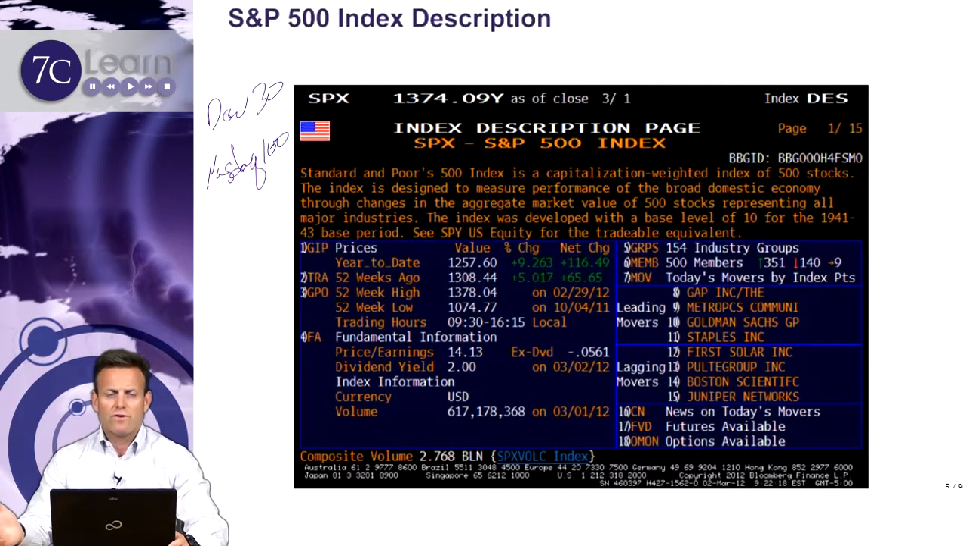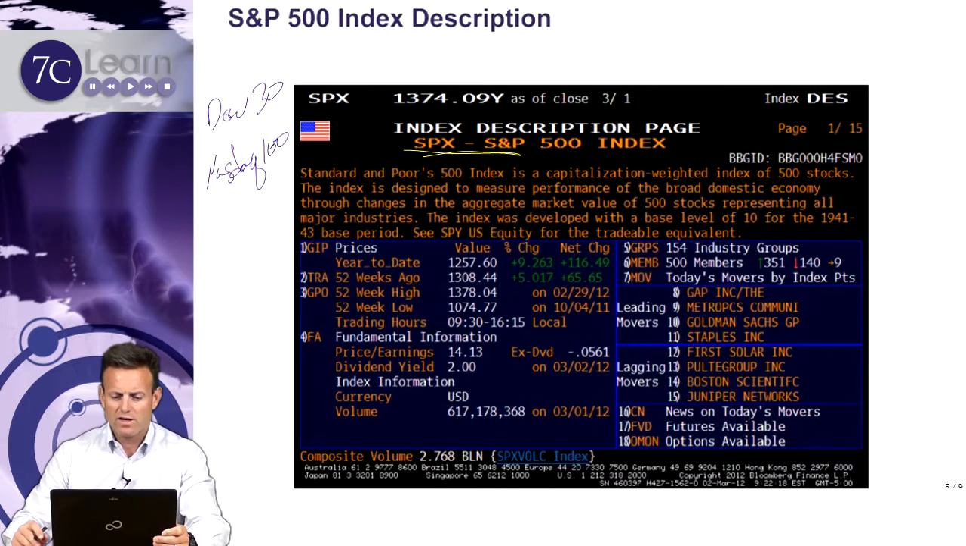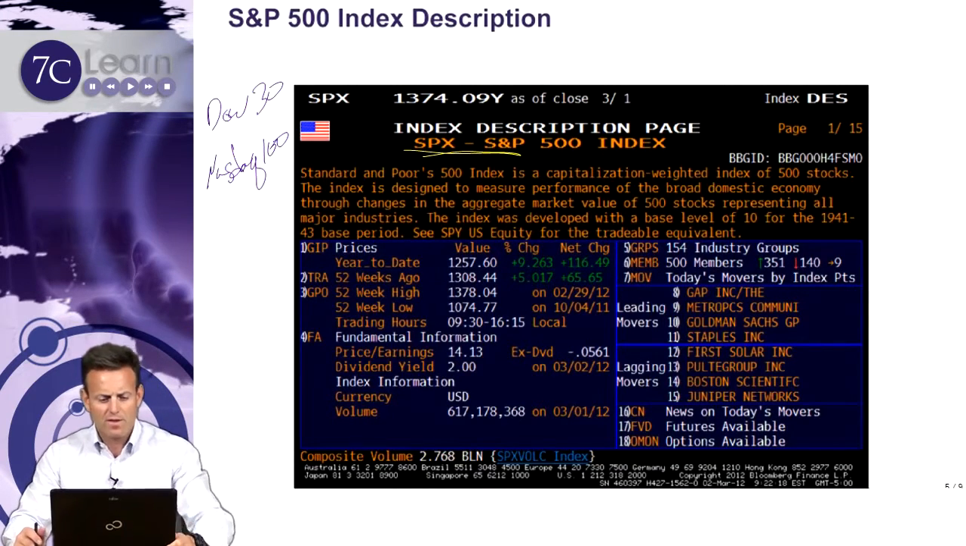So the Dow 30 is very frequently referred to on the 6 o'clock news. They always say the Dow did this, the Dow did that. But financial professionals are going to be more keenly focused on the S&P 500 as the predominant benchmark for U.S. large cap equities. Okay, so that's the S&P 500.